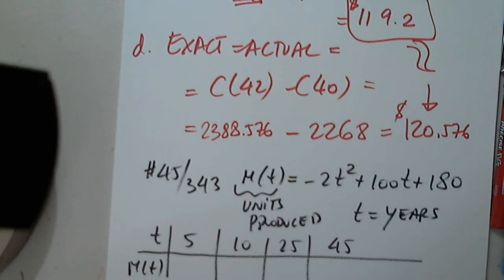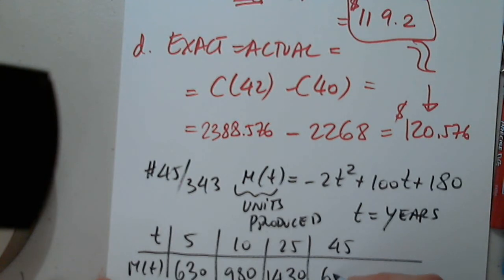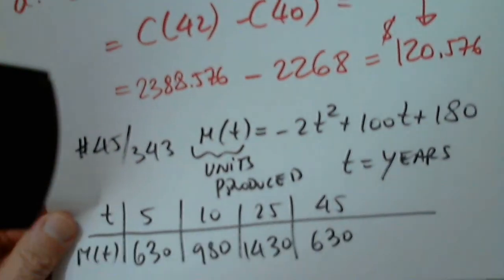Okay, so I go to the right just to make sure I copy everything. There is nothing missing there, so I have 630, I have 980, 1430, and then 630. Okay, fine. And now let's see what they want next. In part B, they want, find the marginal productivity. Okay, fine. How do we find the marginal productivity?